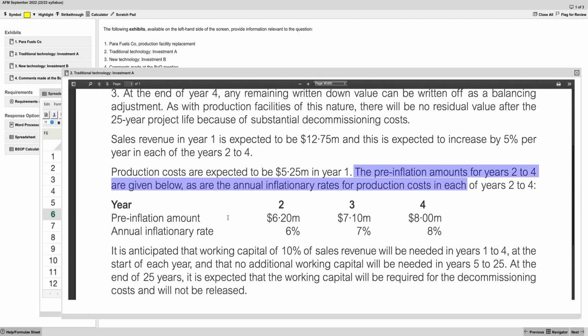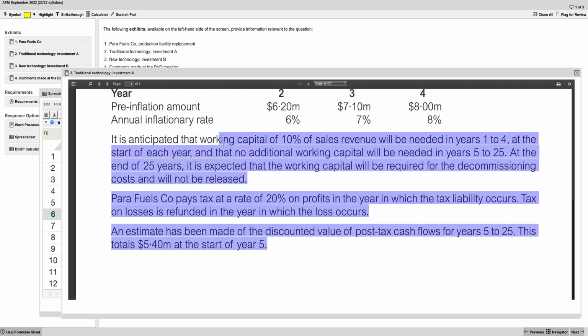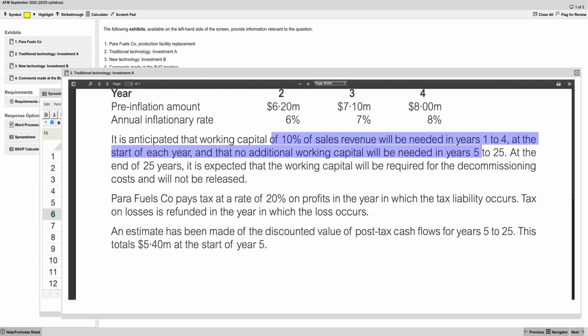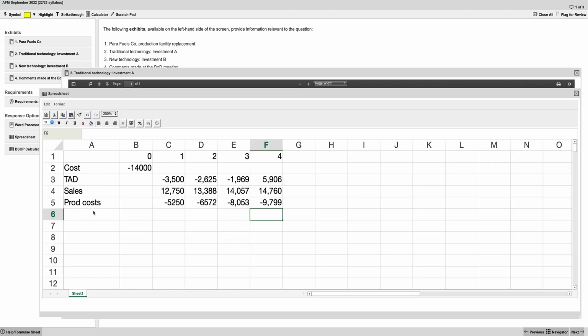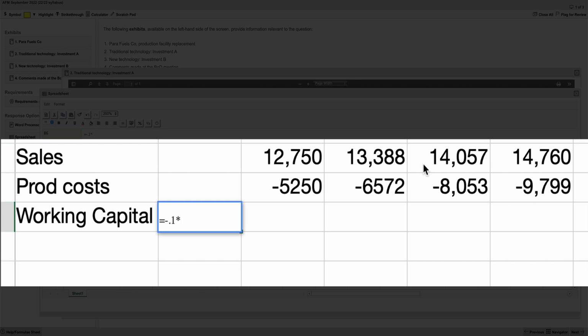So far so good, keep going. It's anticipated that working capital is 10% of sales revenue, needed years 1 to 4, and I just want to know, will it come back to me? It says there's none needed in years 5 to 25, so I've got this weird thing going on from 5 to 25, but at the end of the 25 years, expected it all will not be released. It won't come back to me. Okay, so let's put all that in then. 10% of sales revenue, so working capital. It comes out in year 1, so minus 0.1 times by the sales for that year. So that's how much I'd need.